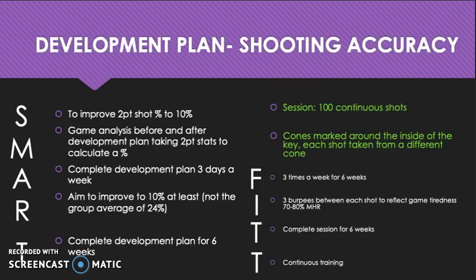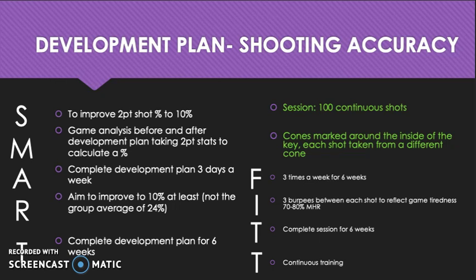So the first development plan, I've made a target of improving her 2-point shot percentage to 10%. This would be from 0. So the target is specific because it focuses directly on the 2-point shot and no other types of shot.